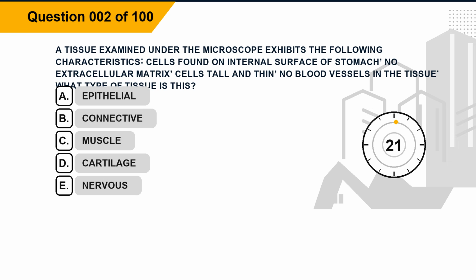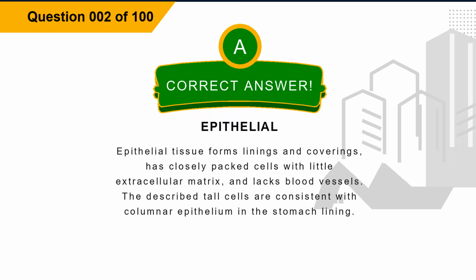Question 2. A tissue examined under the microscope exhibits the following characteristics: cells found on internal surface of stomach, no extracellular matrix, cells tall and thin, no blood vessels in the tissue. What type of tissue is this? Option A, epithelial. Option B, connective. Option C, muscle. Option D, cartilage. Option E, nervous. The correct answer is option A, epithelial. Explanation. Epithelial tissue forms linings and coverings, has closely packed cells with little extracellular matrix, and lacks blood vessels. The described tall cells are consistent with columnar epithelium in the stomach lining.